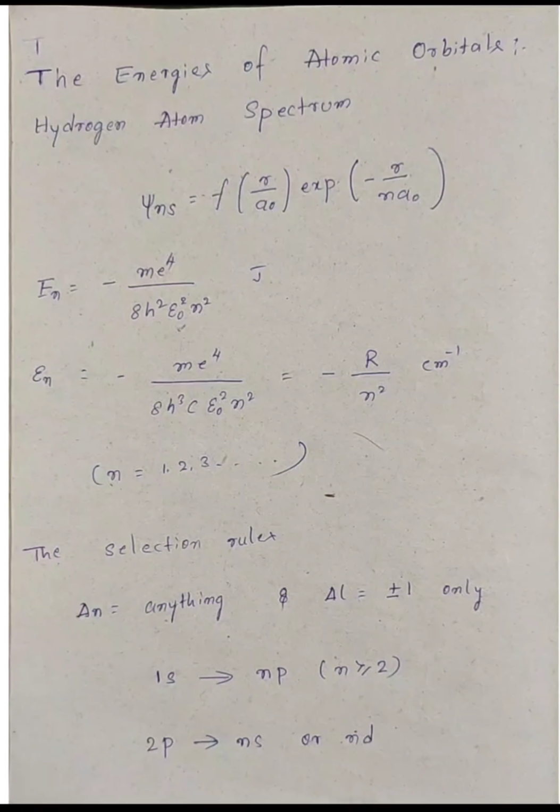The energies of atomic orbitals and hydrogen atom spectra. So last class we discussed the orbitals of the electron revolving around the nucleus. L equal to 0 indicates the s orbital, L equal to 1 indicates the p orbital. The s orbital indicates the spherical shape or circular orbit.